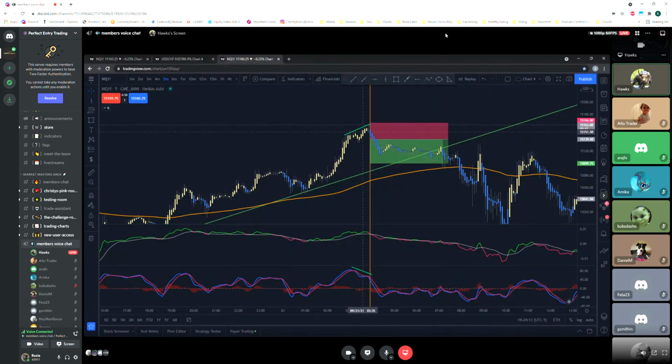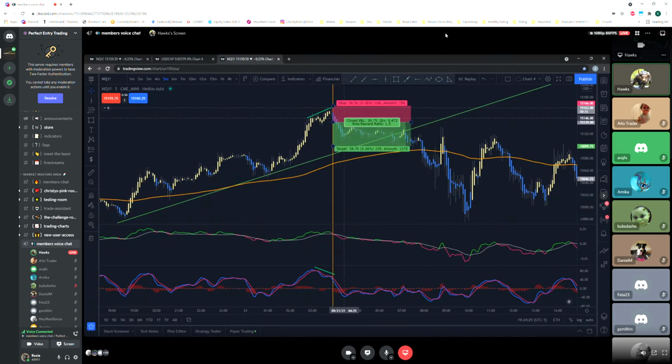You have a higher probability that it will go your way than not. But just remember, everybody, there's no certainty in trading. It's only probabilities. So always keep that in the back of your heads too.